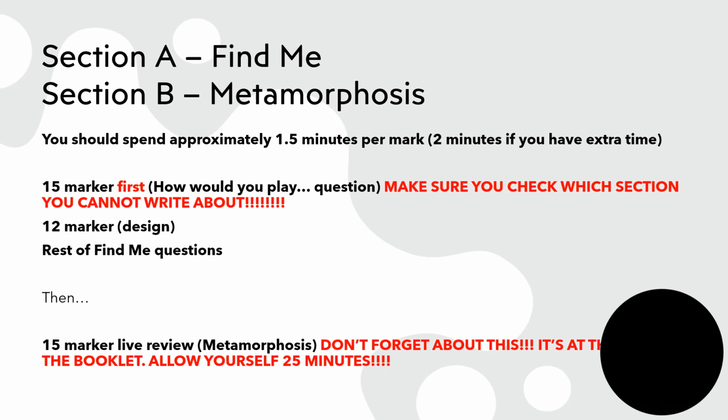So do the 15 marker first. That way it's out of the way. The 15 marker is the one, how would you play a particular character? Then do your 12 marker, the design question. Then do the rest of the Find Me questions. That's then Find Me out of the way. But remember, you've got the 15 marker left. Don't forget about this. This is at the end of the booklet, and make sure you allow yourself 25 minutes.